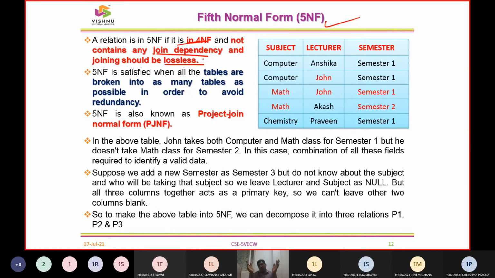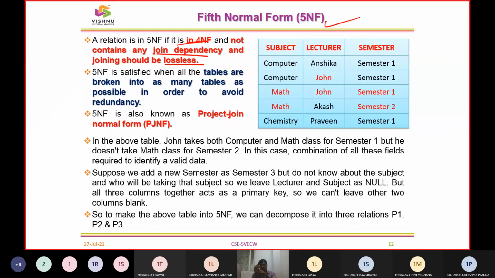So when we bifurcate the tables, when we decompose the tables, at any point of time, not even a single column, not even a single attribute is going to be lost. So we call it lossless. And that too, when we use a join operation, at any point of time, the data should not be lost.